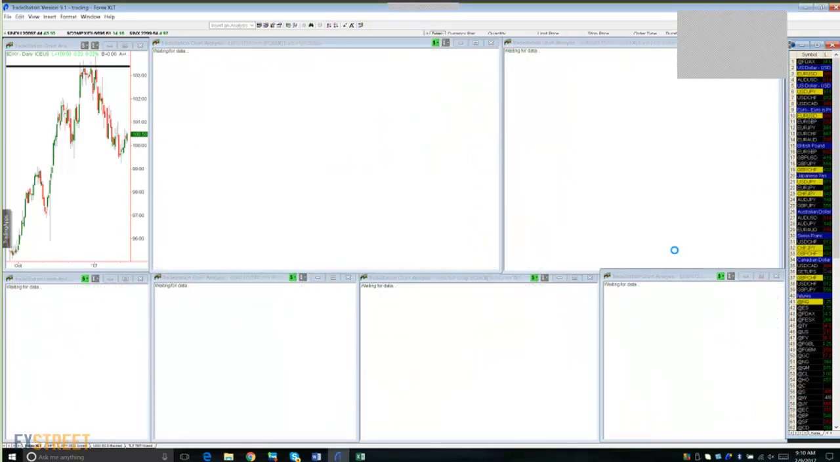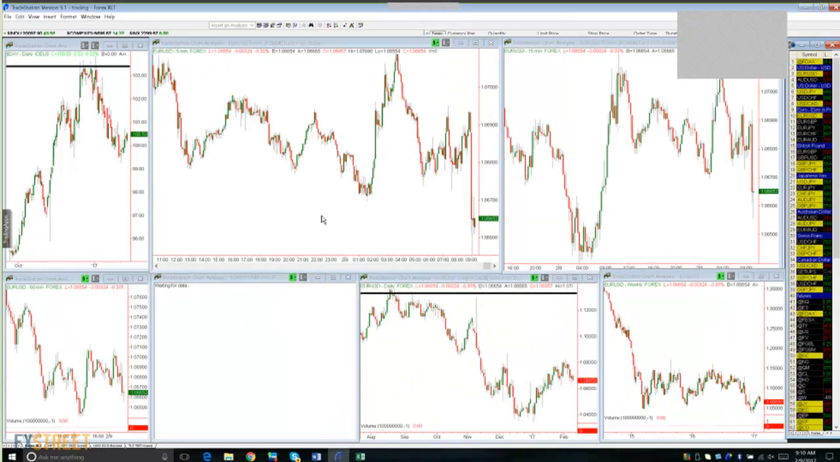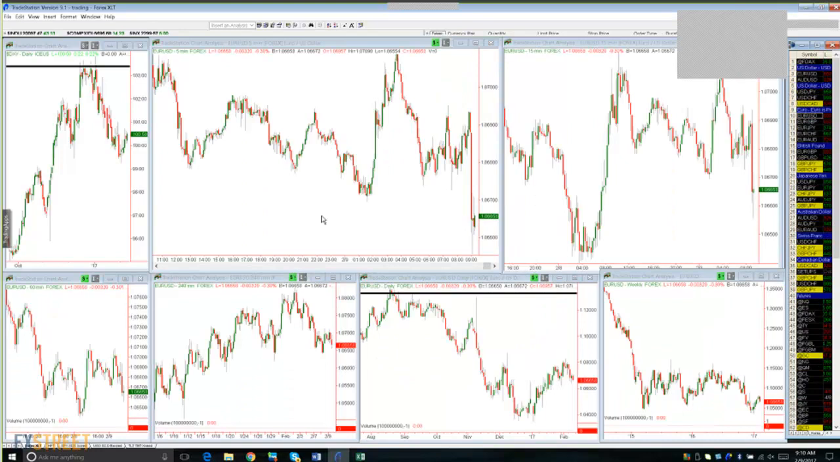So let's go to the euro. With the dollar up, obviously the euro is coming down. Let's find our levels in the euro.